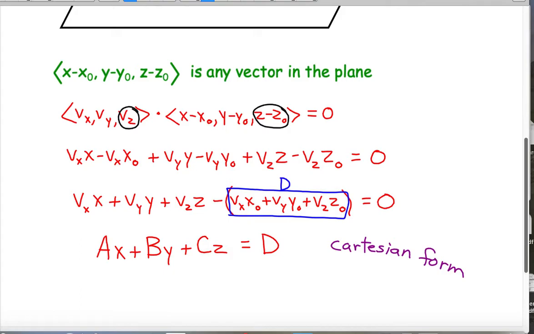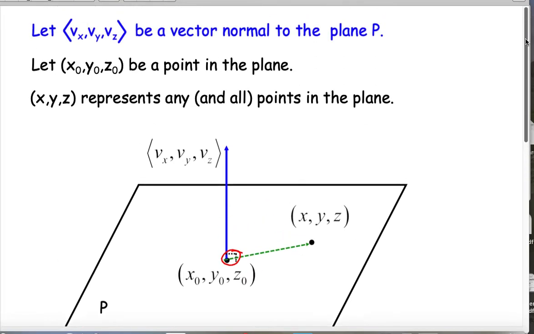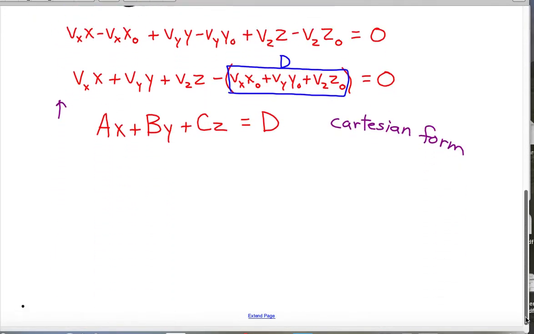Okay, so now let's put that to use. So now that you understand where the coefficients of x and y and z come from in the equation of a plane, the a and the b and the c represent the components of the normal vector to our plane, which was this blue vector up here. So if we have a vector that's normal to a plane, we're going to use those components, and those are the coefficients of x, y, and z in the equation of our plane. All right, let's look at two examples.